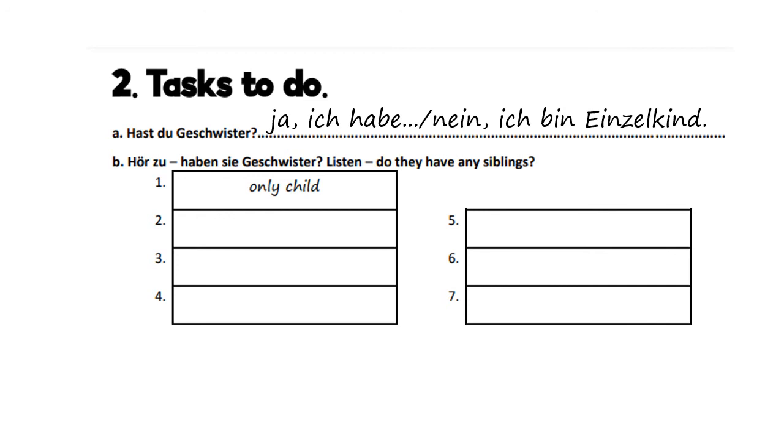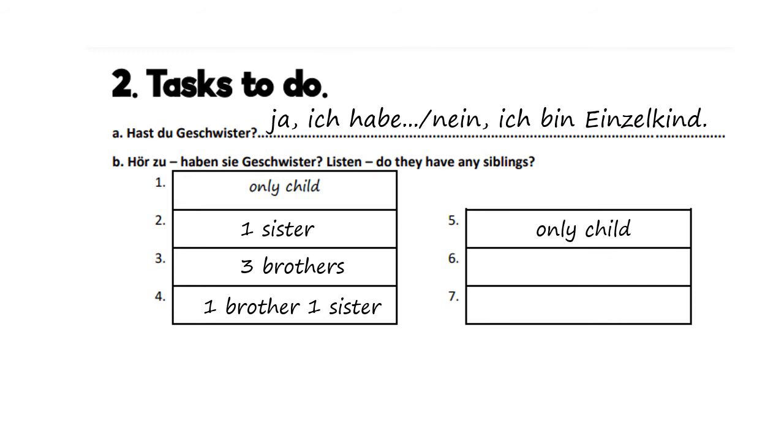Okay, we're going to go through the answers now, so just check them and tick them as you go. Or cross them and correct them if you need to. Okay, so Nummer 1 was done for us. Nummer 2 was 1 sister. Nummer 3, 3 brothers. Nummer 4, 1 brother, 1 sister.